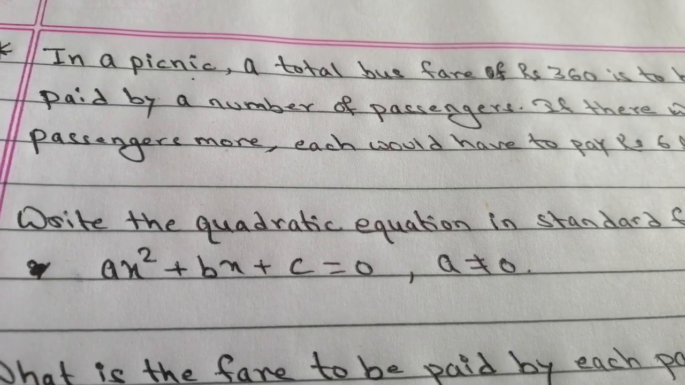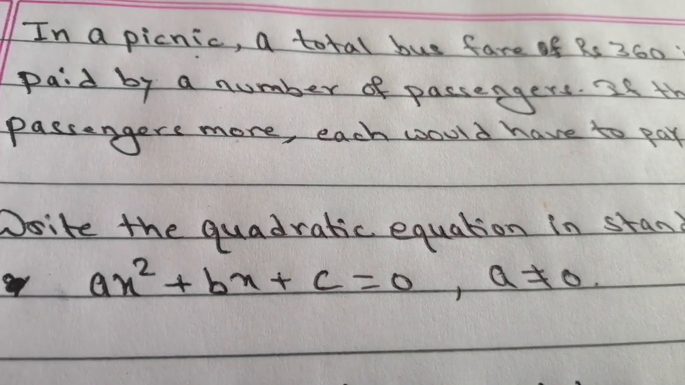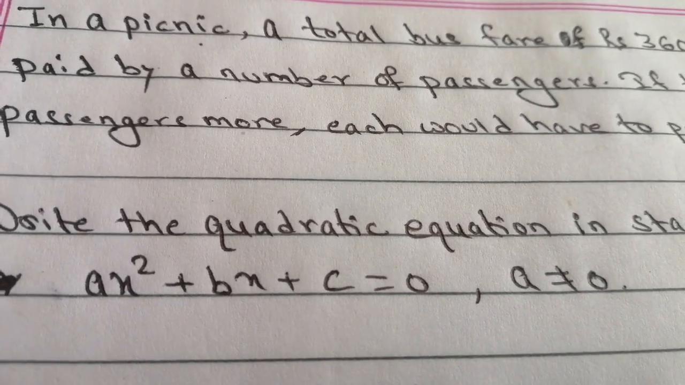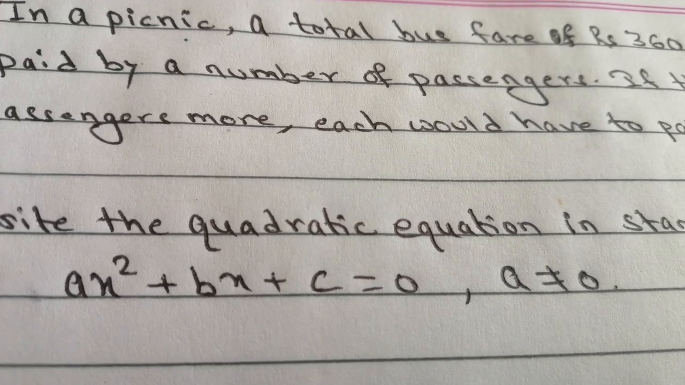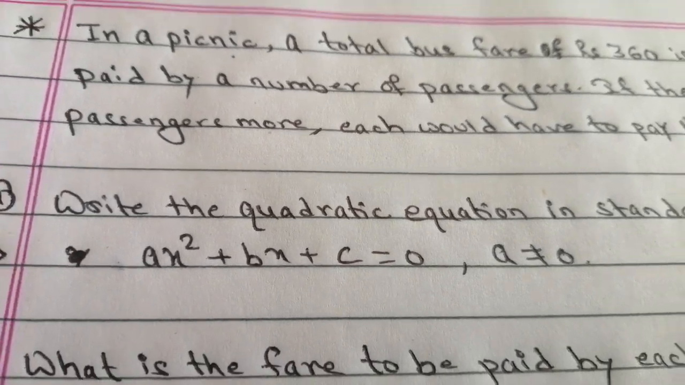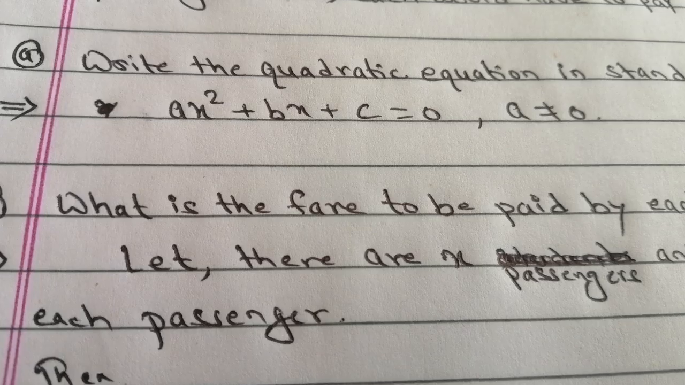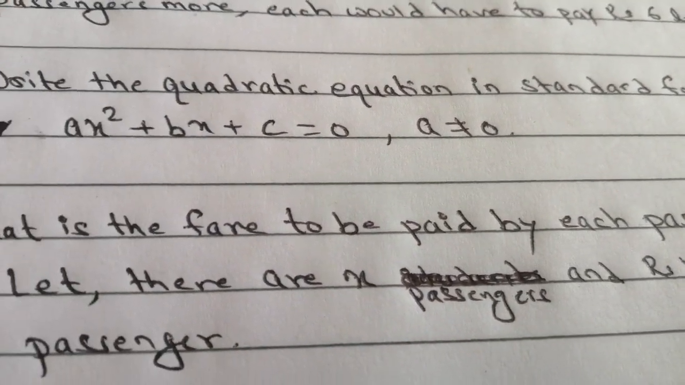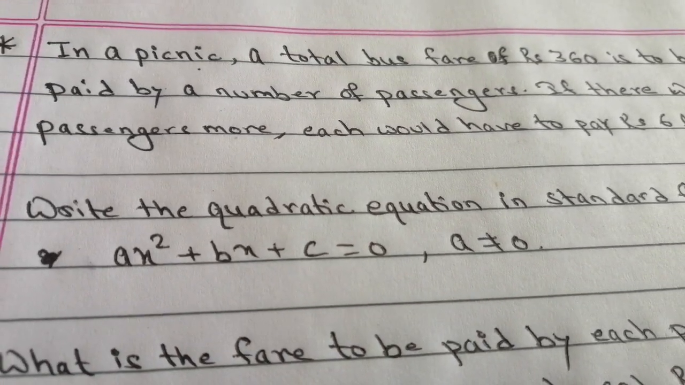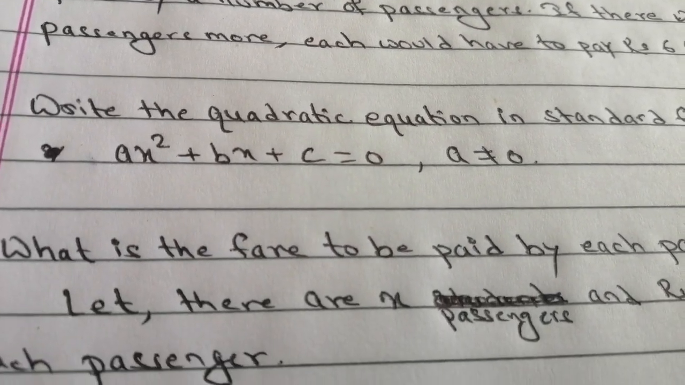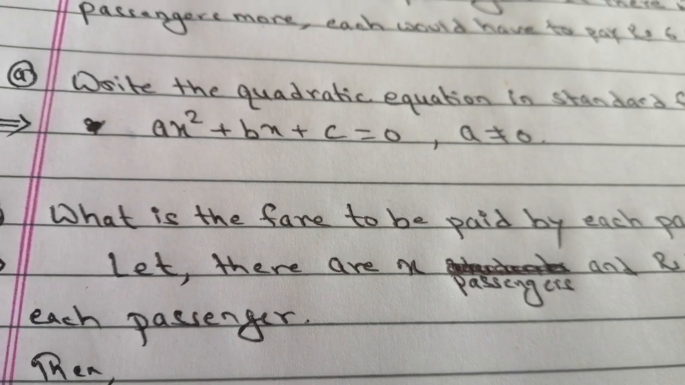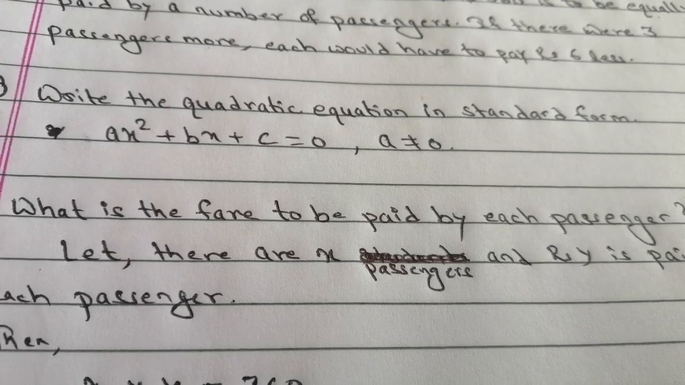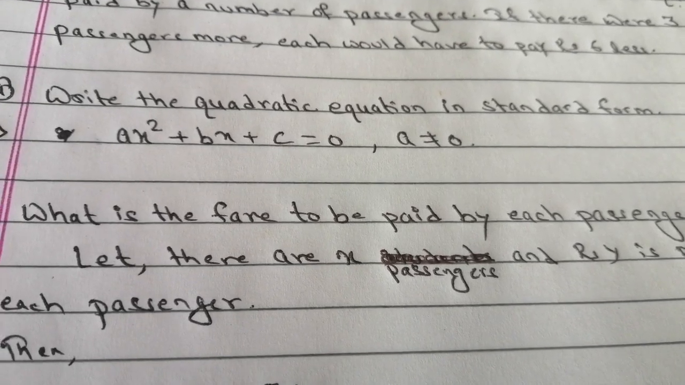The quadratic equation in the standard form is ax square plus bx plus c equals to 0, and a should not be equal to 0. Similarly, the second question is, what is the fare to be paid by each passenger? So here the number of passengers is also unknown, so we will suppose the number of passengers as x and the fare paid by each passenger as rupees y.